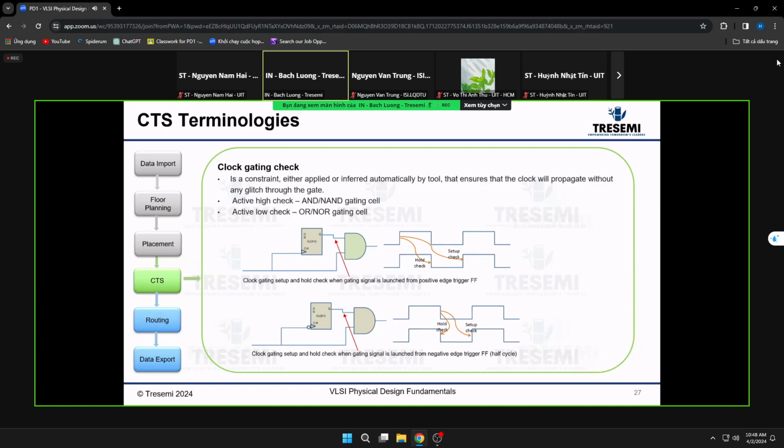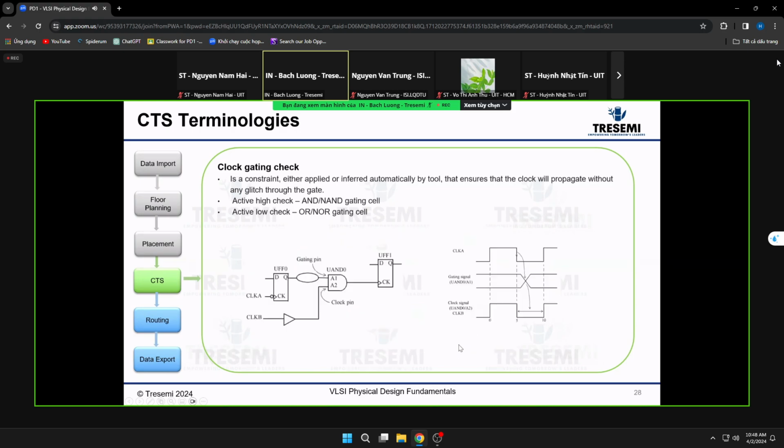So let's see, this is okay. Actually, this is, I have, yeah. So during the check for active high, we don't want the signal to switch during high. We want the signal to change during the low side. I think this is this slide. So this is the better slide here.